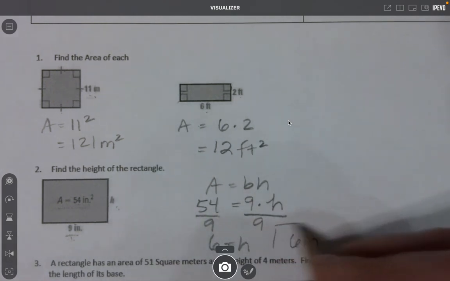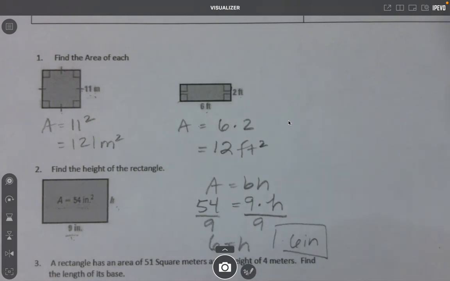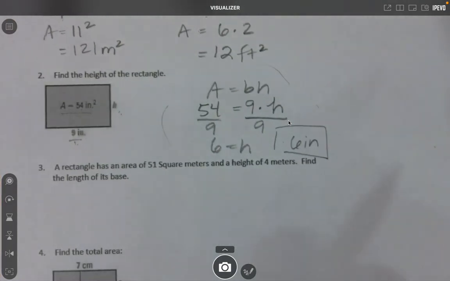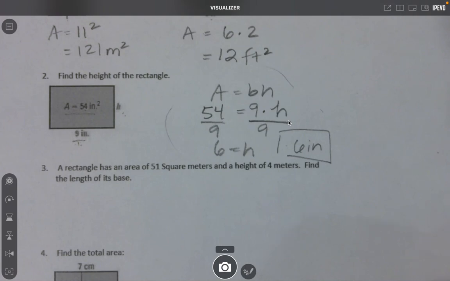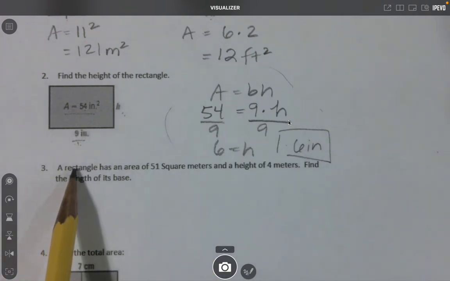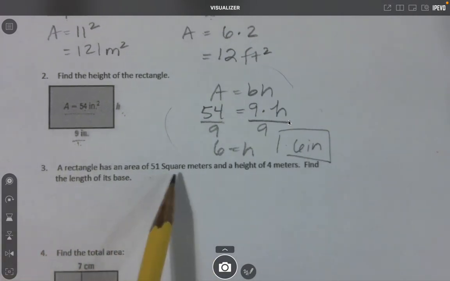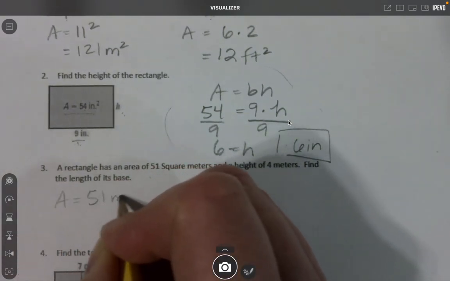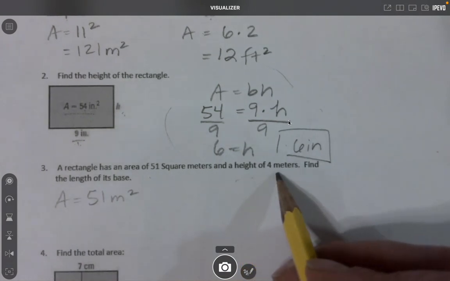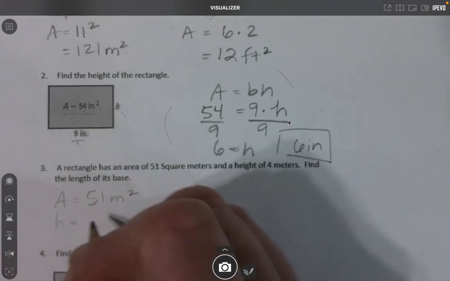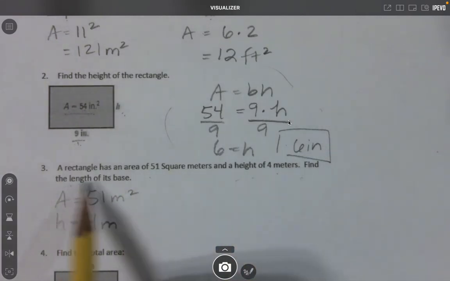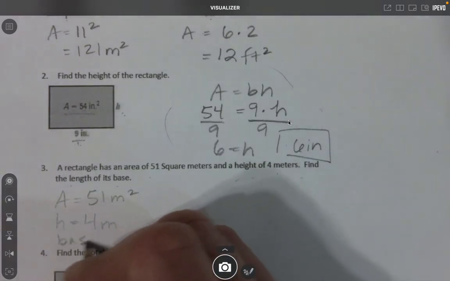So I do want to go ahead and add units onto that and do one more step. So we are going to go back to solving some equations. It seems like they've been in every chapter. Looking at problem 3, now we're just given words, so there's no diagram this time. It says a rectangle has an area of 51 square meters. So area equals 51 meters squared, and a height of 4 meters. So H equals 4 meters. And what we are looking for is we are finding the length of the base. So base is what we're looking for.